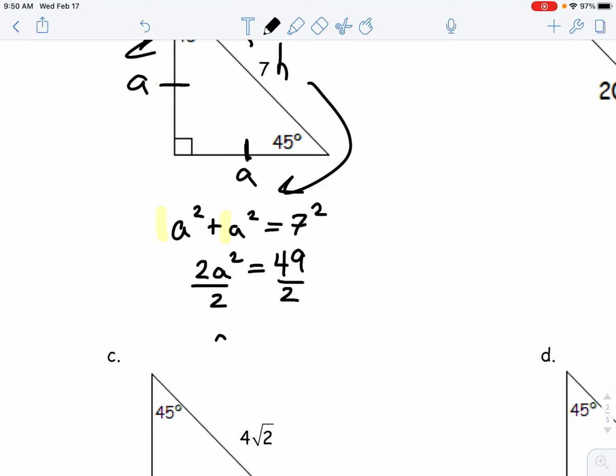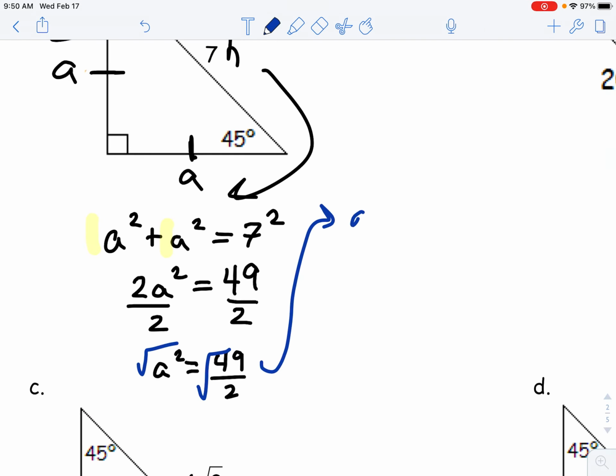We're going to keep it as a fraction. Why are we doing that? I'll explain later. But nonetheless, take the square root of both sides. Now, this is going to become a little bit of a sticky situation, but I believe in you guys. It's going to be the square root of 49 over the square root of 2. It becomes a regular 7 over the square root of 2.